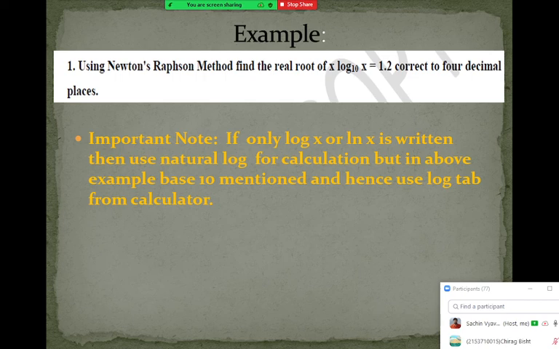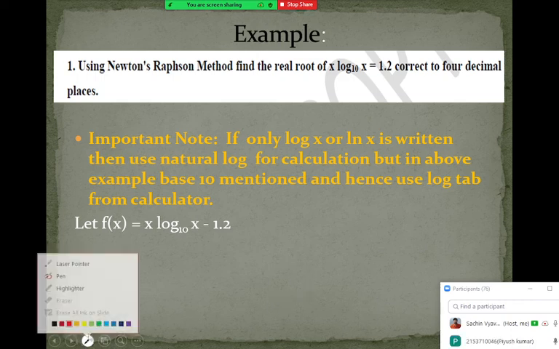So this 1.2 should be taken to one side, because our f(x) is always in the form f(x) equal to 0. Then only we get the root of that f(x). So let f(x) be x log x at the base 10 minus 1.2. Now what is f of 0? Yes, anyone calculated? What is f of 0?